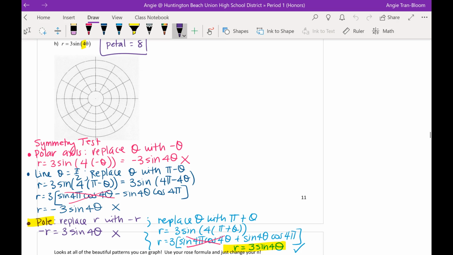Which out of the three, this graph has the symmetry about what? The pole. So here's my question to you. How many quadrants should we make the table for? All of them? One of them? Let's try one. Is that okay? Okay. R equals 3 times sine of 4 theta.